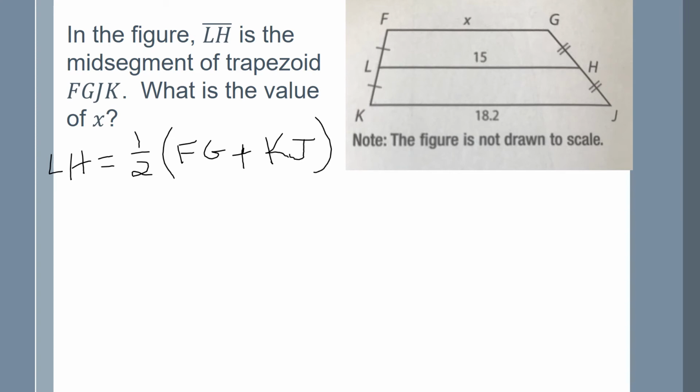So now you just plug in. So 15 equals, I'm going to do this: when I multiply by 1/2, I can put the whole thing over the fraction bar. So FG is x, and KJ is 18.2.